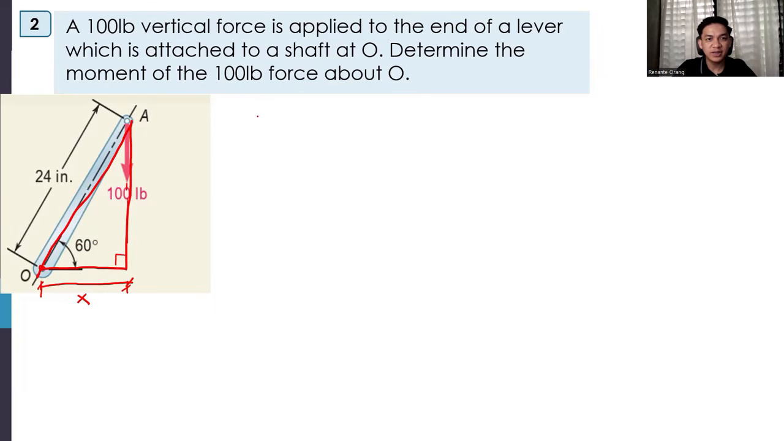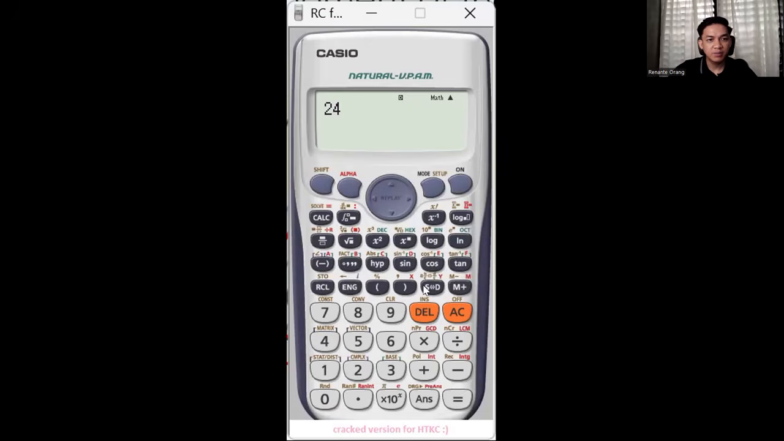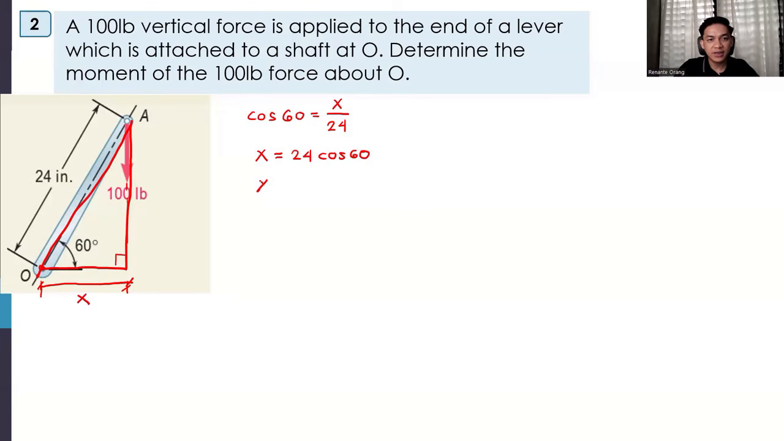As we all know, if we are dealing with our adjacent side, ang gagamitin po natin is cosine. Cosine of 60 degrees is equivalent to our adjacent, which is x, divided by our hypotenuse, which is 24. So our distance x is equivalent to 24 multiplied by cosine of 60, which is equivalent to 12 inches. So, sulat natin dito, x is equivalent to 12 inches.